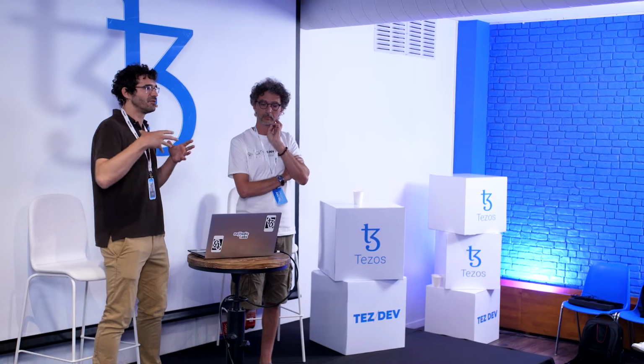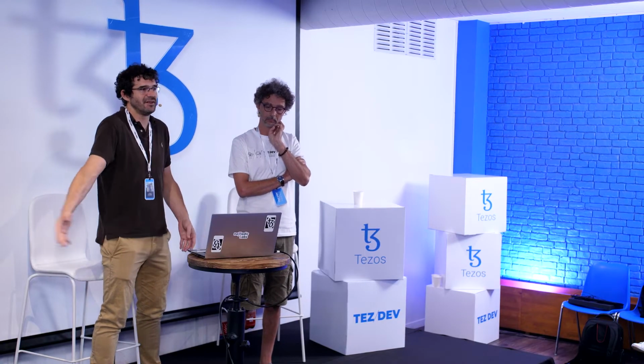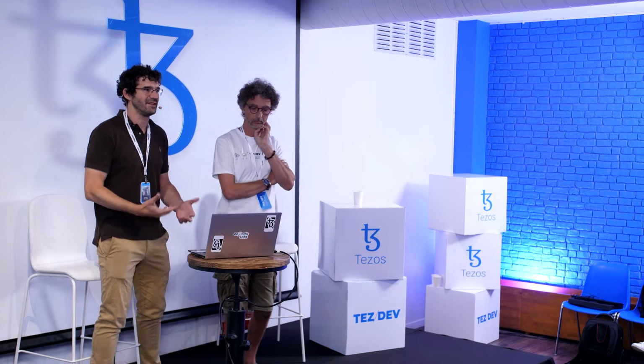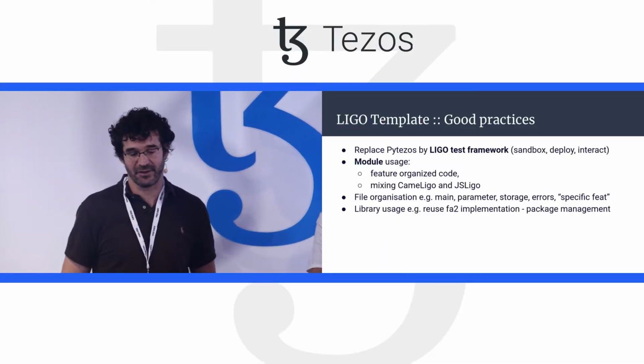So you can write a file in JS LIGO, and then another one in Camel LIGO, and another one in Pascal LIGO, and they all will be able to interact and work together. So if you want to reuse some code that has been done in Pascal LIGO, you don't have to translate everything into Camel LIGO if you want to implement Camel LIGO. So that's a huge ease.